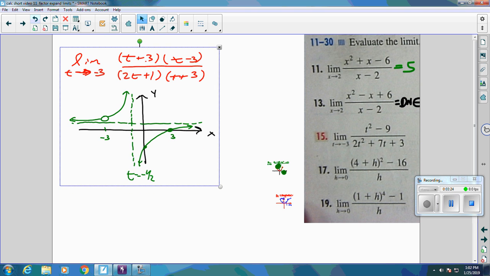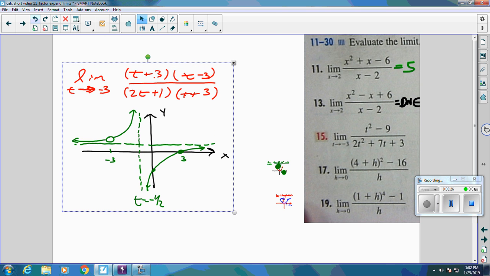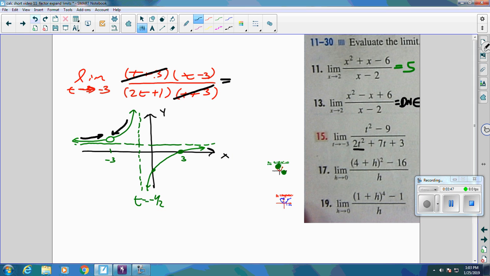15. Again, you plug into the bottom, and negative 3 made the bottom 0. So you had to either expand or factor. This is factored. And again, I drew the graph, but what happens is the t plus 3's do cancel, and that leaves a hole at negative 3. And you can tell as you travel the curve, then the left hand and right hand do work. If you plug this in, then you're going to get negative 6 in the numerator, negative 5 in the denominator. So the answer to number 15 is 6 over 5.